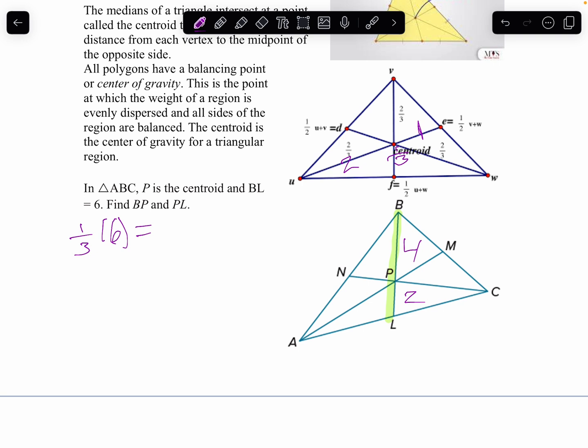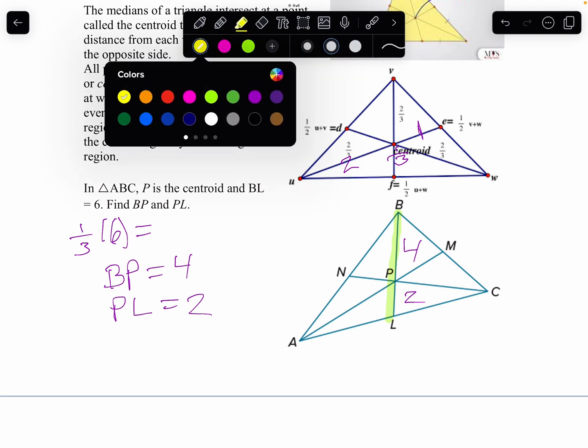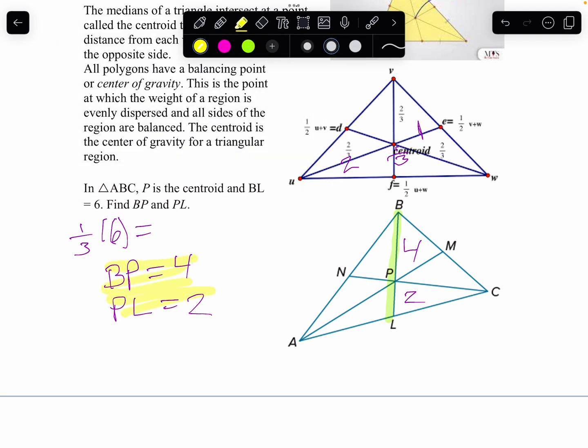So in this problem, B to P is 4, and P to L is 2. And notice 4 plus 2 is 6. And we'll do some more problems on the next video.